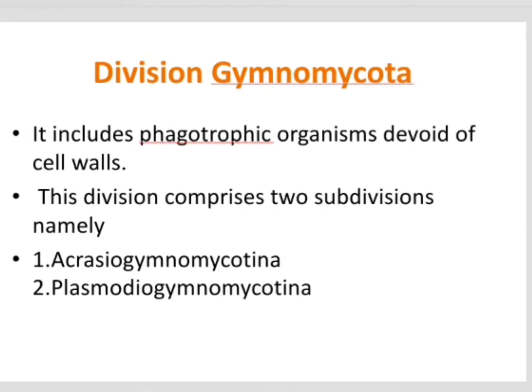Division gymnomycota includes phagotropic organisms devoid of cell wall. This division comprises two subdivisions, namely Acrasiogymnomycotina and Plasmodiogymnomycotina. So division gymnomycota is composed of fungi without any cell wall, and it is further divided into two subdivisions, namely Acrasiogymnomycotina and Plasmodiogymnomycotina.